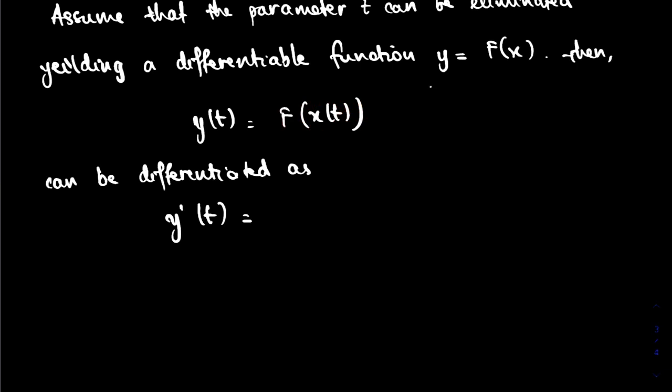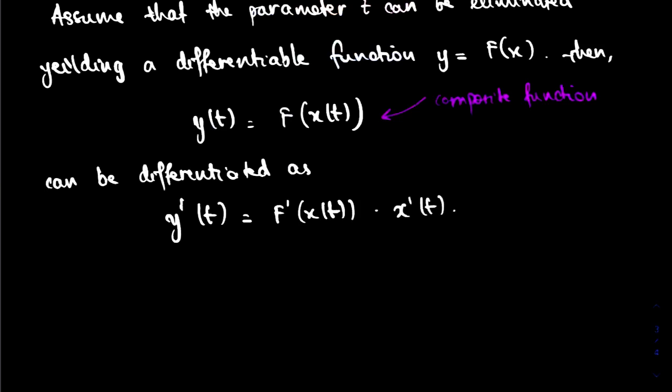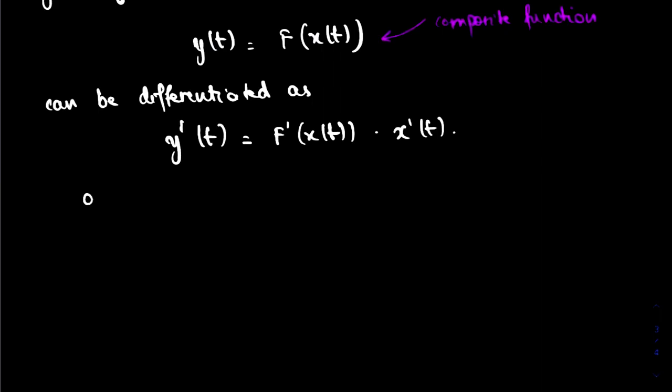So, let's take a quick note here. When you take the derivative of a composite function, you have to use the chain rule, right? Which the outer function is capital F, and the inner function is x. So the chain rule gives us the derivative of the outer function multiplied with the derivative of the inner function. Or you can write capital F prime of x of t equal to y prime of t over x prime of t.